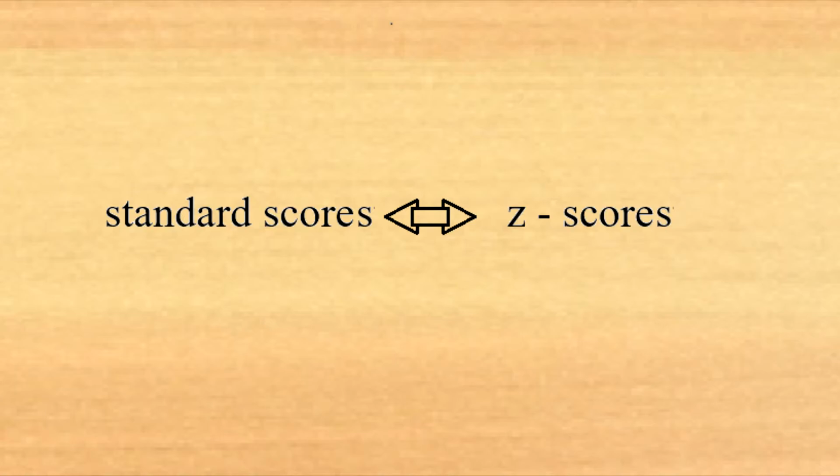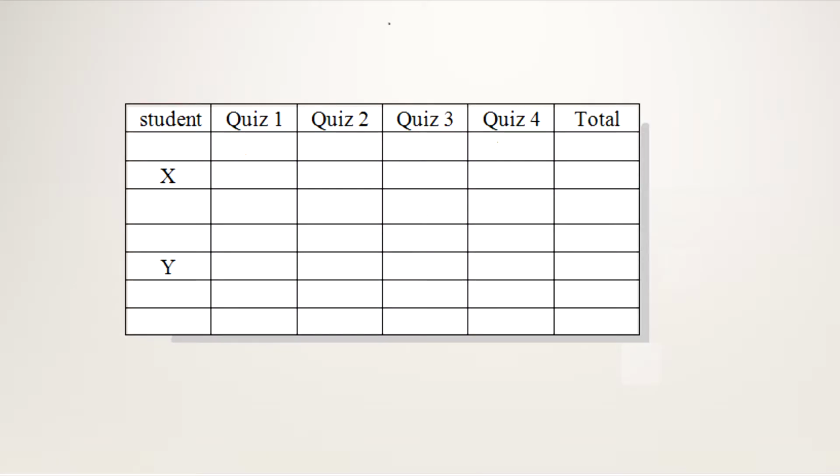Let's have an example. There are two students in a class where X is the best and Y is the least. The teacher gave 4 quizzes. In the first quiz of 1 to 10, X got 10 and Y got 2. In the second quiz of 1 to 10, X got 10 and Y got 1. In the third quiz of 1 to 10, X got 10 and Y was absent, so Y will get 0.